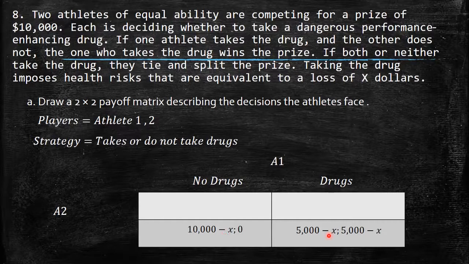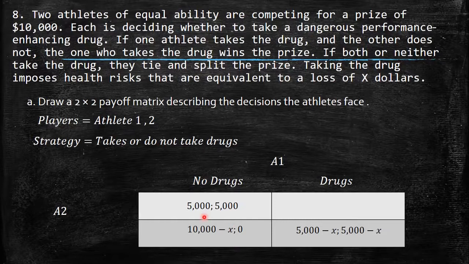Then we have the other case when the guy that takes the drug naturally is going to be better than the guy that is not going to take the drugs. So for this reason, the guy who is going to take the drug, let's call him the drug addict, will get the prize 10,000 minus the cost, which should be X. The other one is going to be naturally 0, because this person doesn't take the drug, and furthermore, he will not receive anything of the prize.